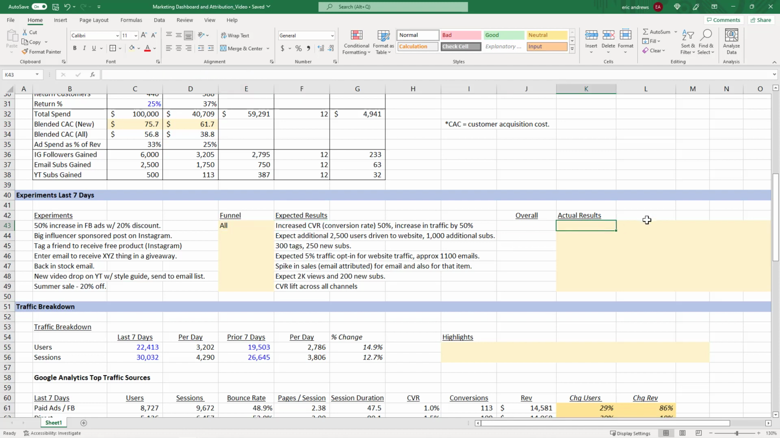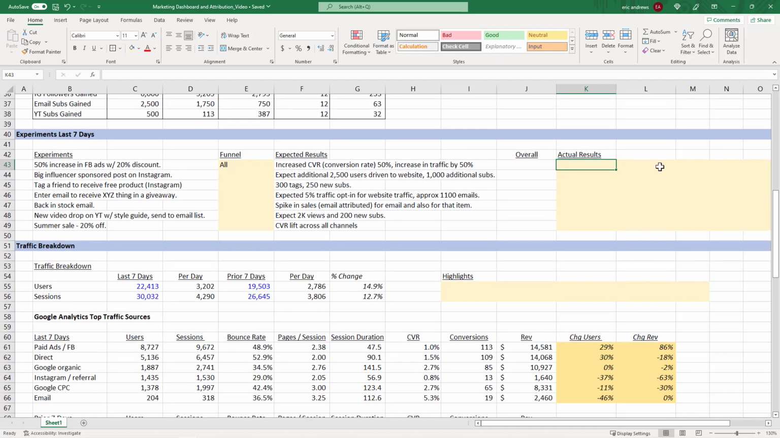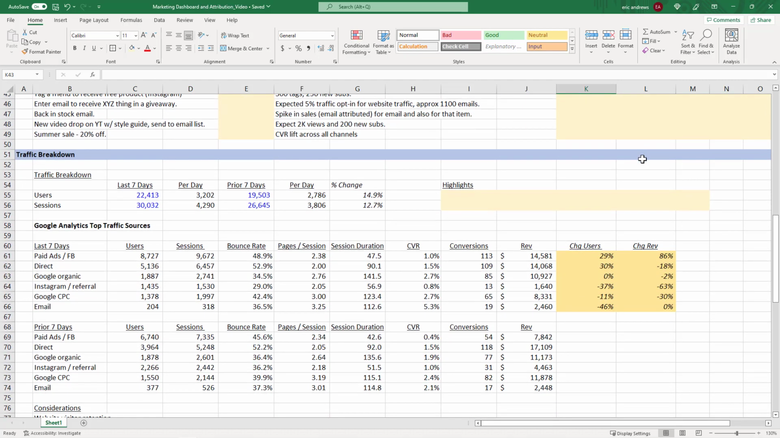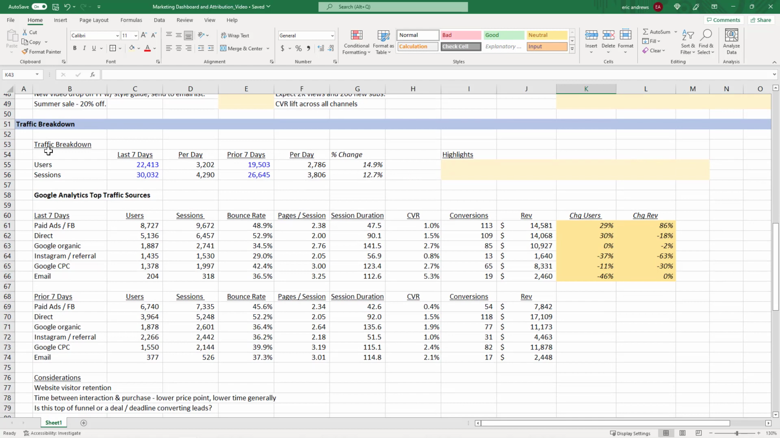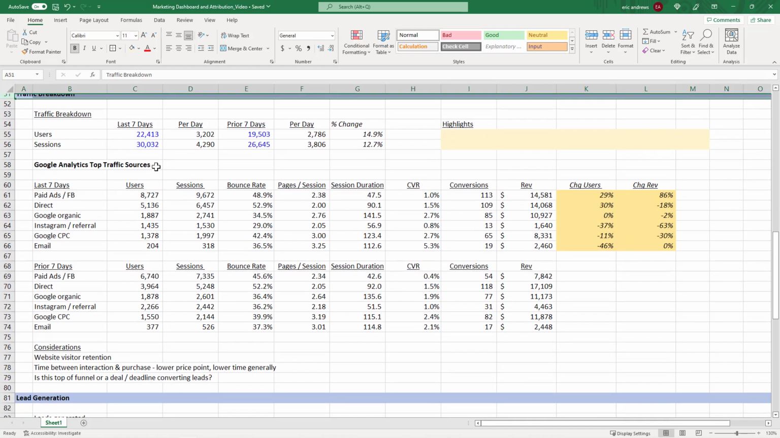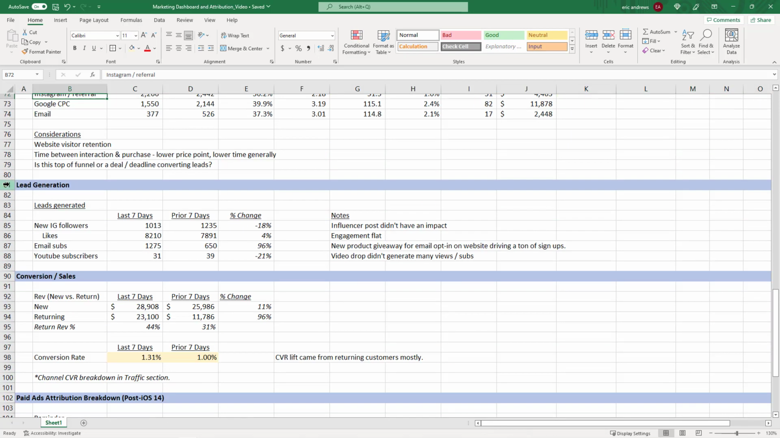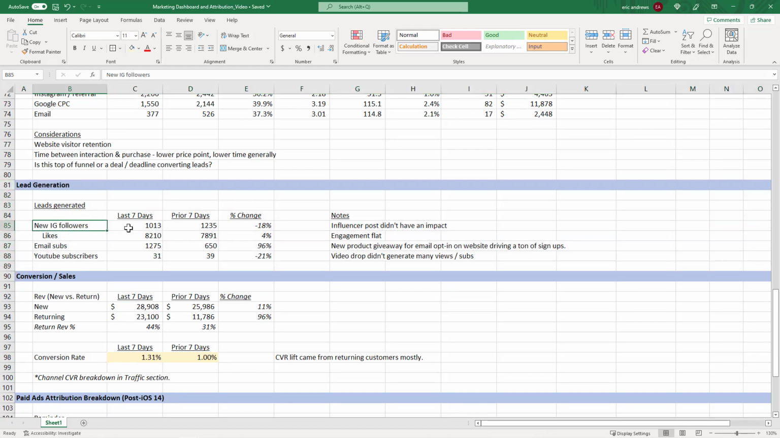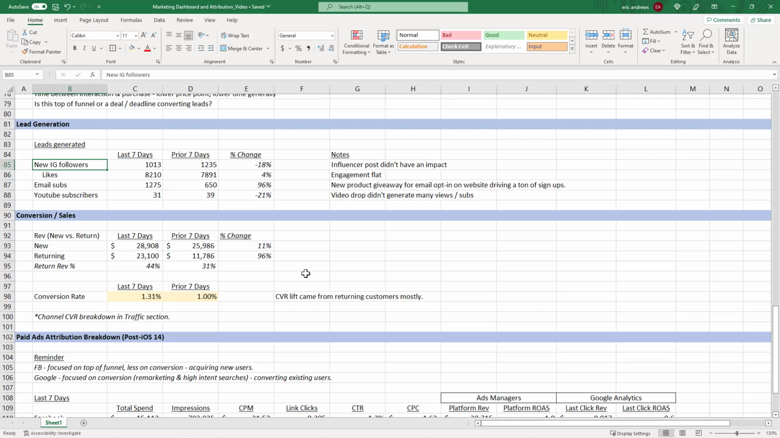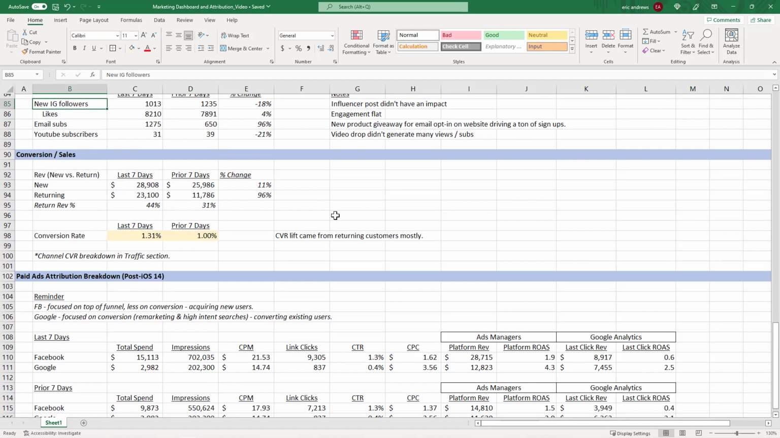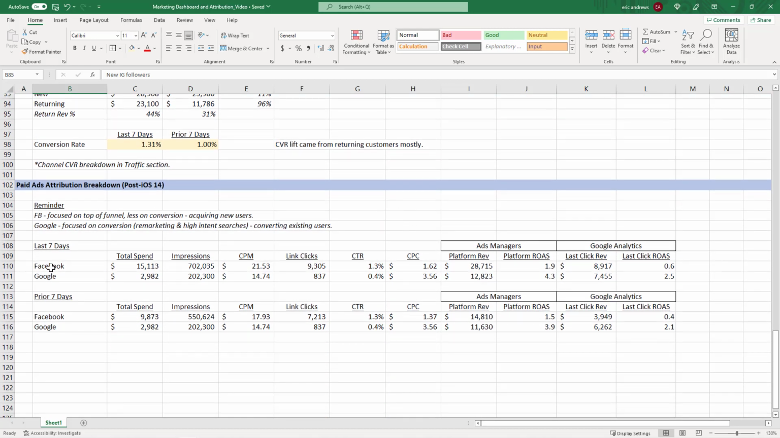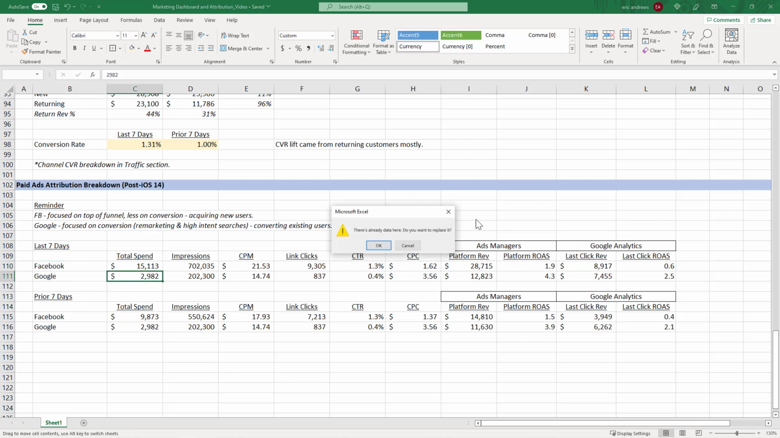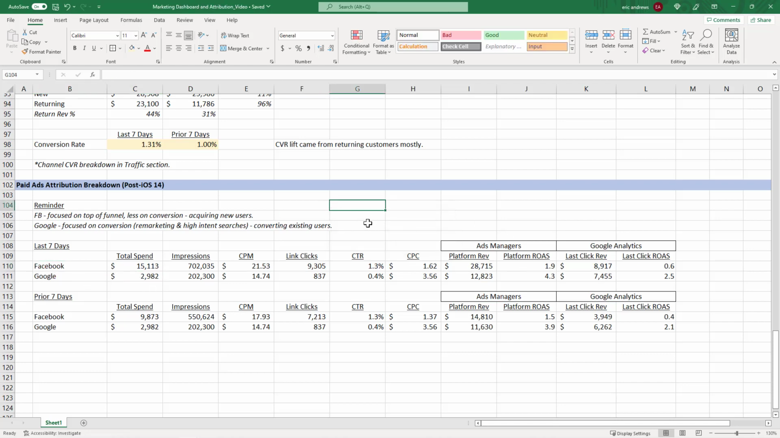So let's figure out what the actual results were. So we have a few different things we can look at here. So we have this section, which is a traffic breakdown by channel. This is the data that you would get out of Google Analytics. Then we have a lead generation area where we kind of go into some of this data here. We have a new versus returning sales breakdown, conversion rate breakdown, and then we have a paid ads breakdown. So let's look at this here.